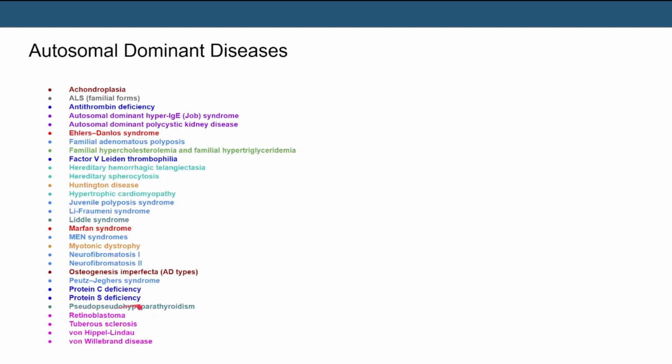And pseudohypoparathyroidism, you don't need to worry about this disease for now. You just need to remember if you have two pseudos and then hypoparathyroidism, so pseudohypoparathyroidism, then it's an autosomal dominant disease. And these are going to be the autosomal dominant diseases for the USMLE.